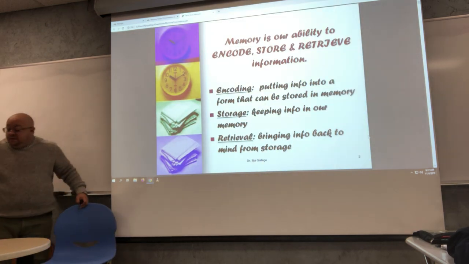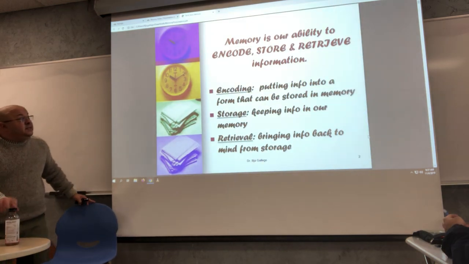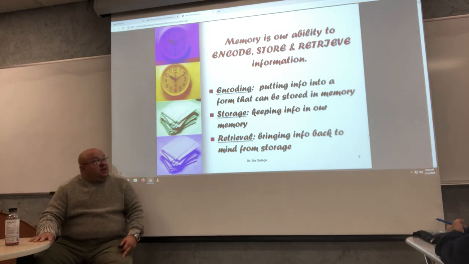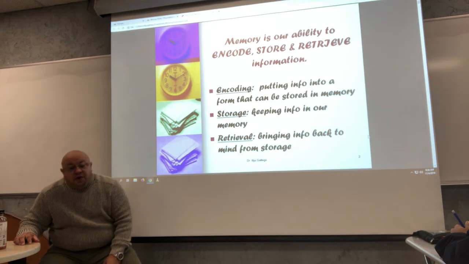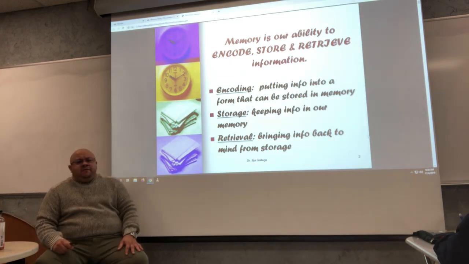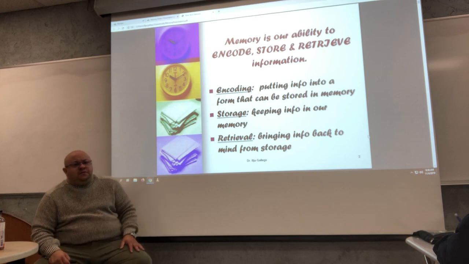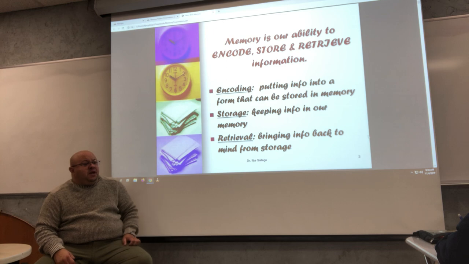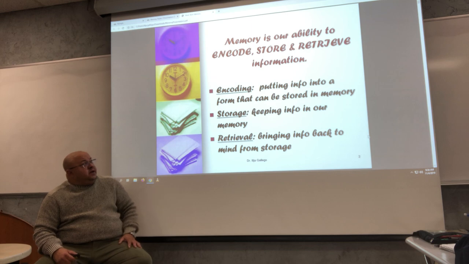Okay, so there are three processes of memory. These processes are called encoding, storage, and retrieval. This is also called the information processing approach for memory. And just like the mirror neurons that I told you about a moment ago, the mirror neurons and information processing are both going to be on your final. So I don't tend to call it the information processing approach, but that's what it is.